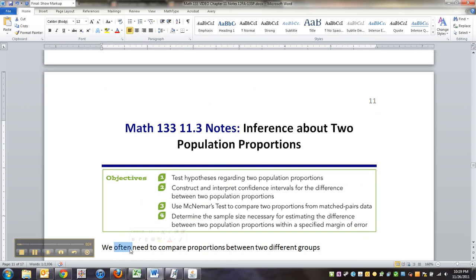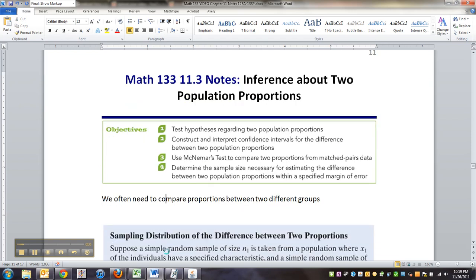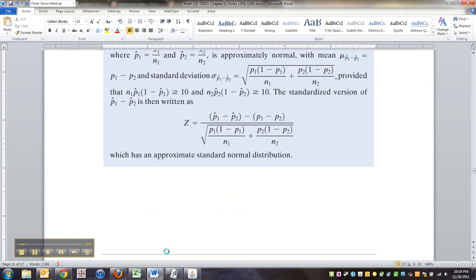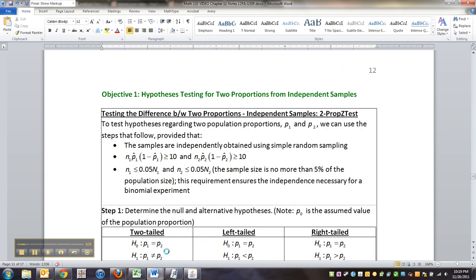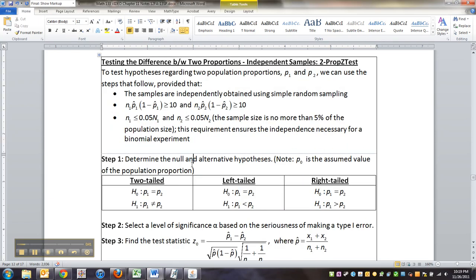In general, they want to know the difference in, for example, the group of Democrats and the group of Republicans, what percentage of them approve of this measure or that measure, that kind of thing. All right. And there's this lovely test statistic for it. Isn't that great? Hey, look, 6 steps, just like before.